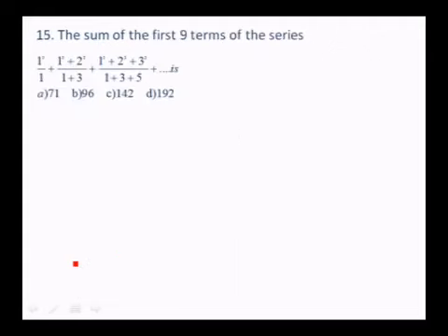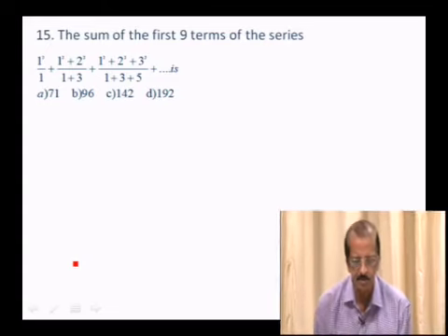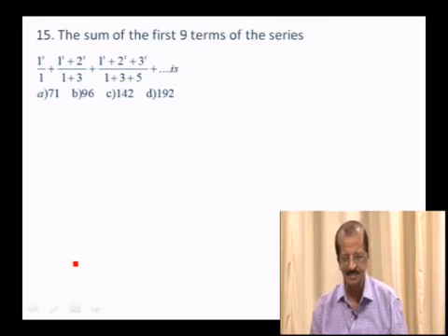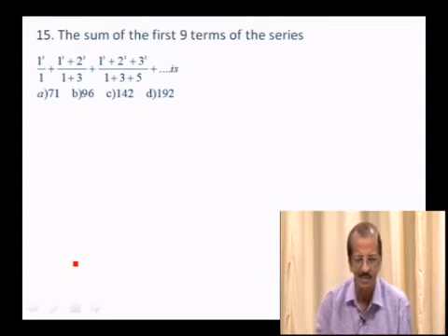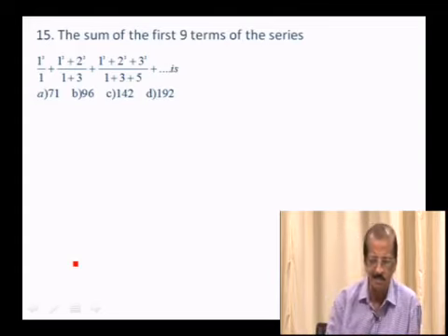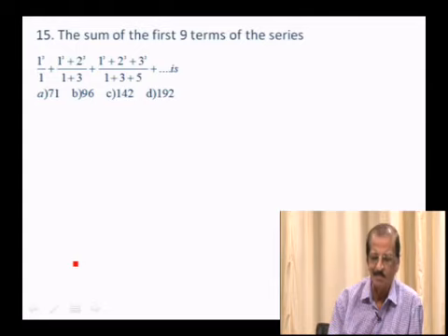15th one, the sum of the first 9 terms of the series 1 cube by 1 cube plus 2 cube over 1 plus 3, 1 cube plus 2 cube plus 3 cube over 1 plus 3 plus 5 etc. is. See, whenever he asks n terms, it's easy because n will be there in the options and you can substitute. But here, it's not that easy because he has asked the 9 term. You have to just find out the sum of the 9 terms.